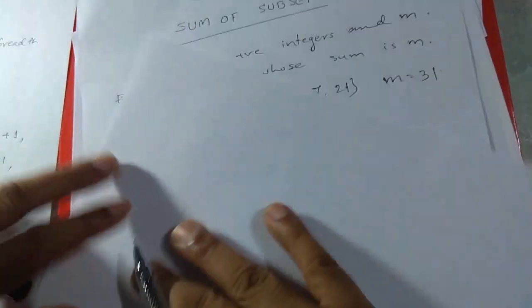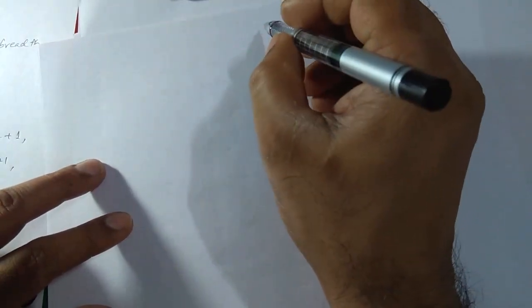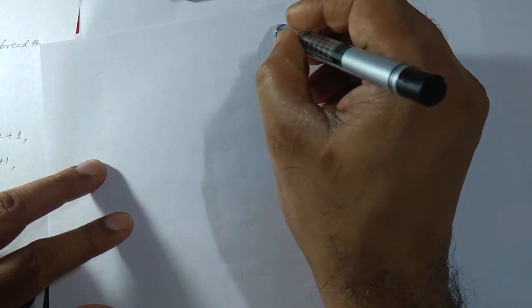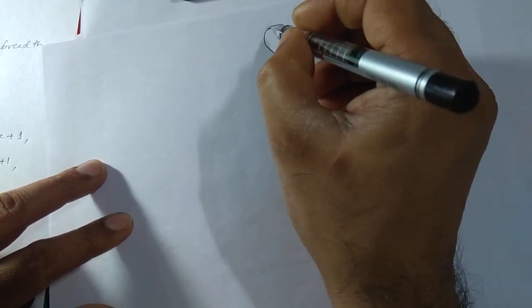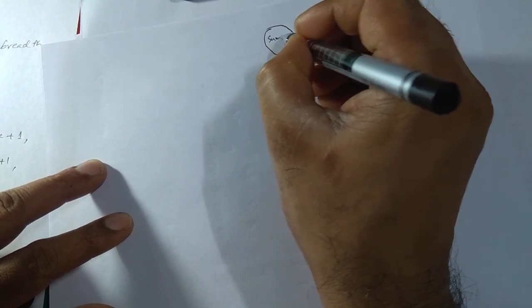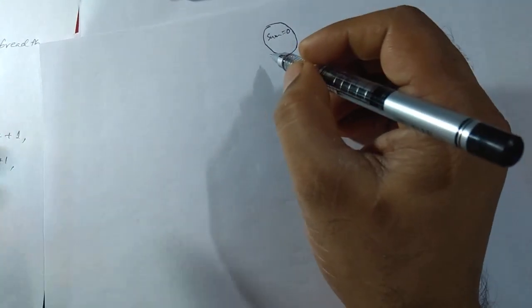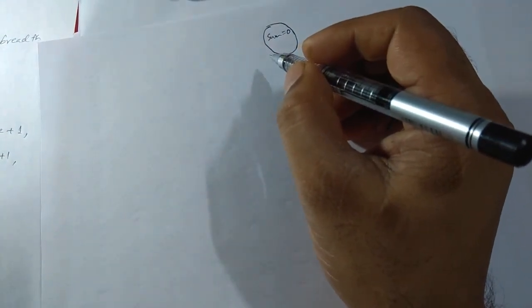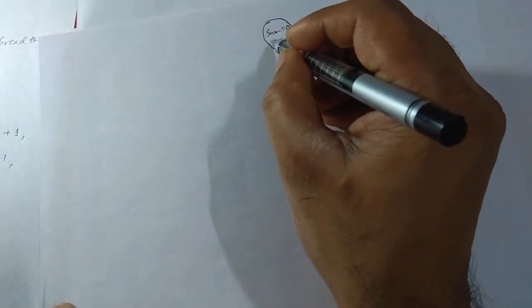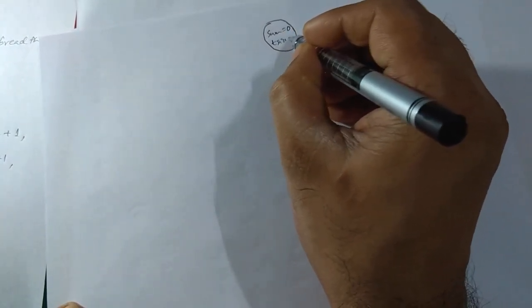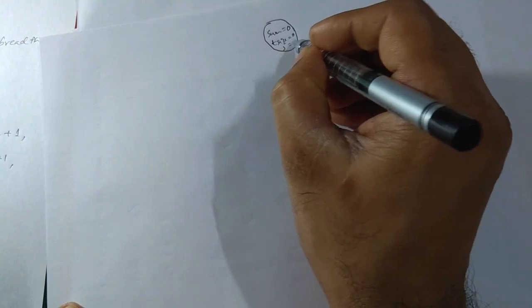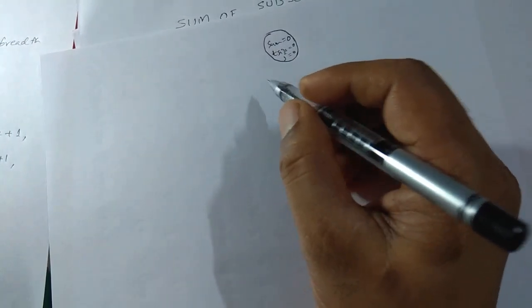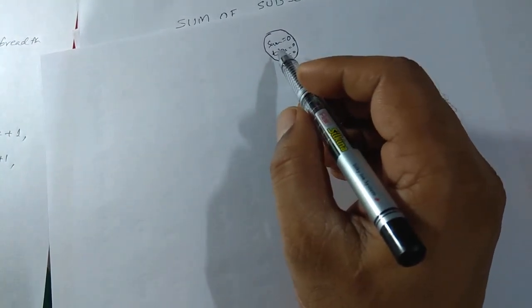So the root node, where sum equal to 0, then t size equal to 0, j equal to 0. Okay, this is the first call.